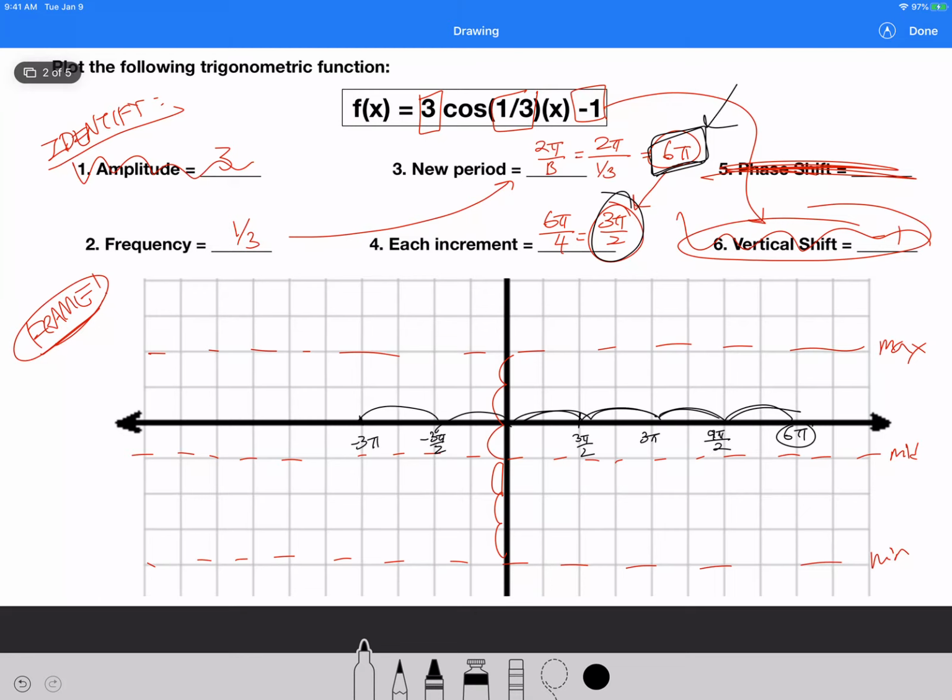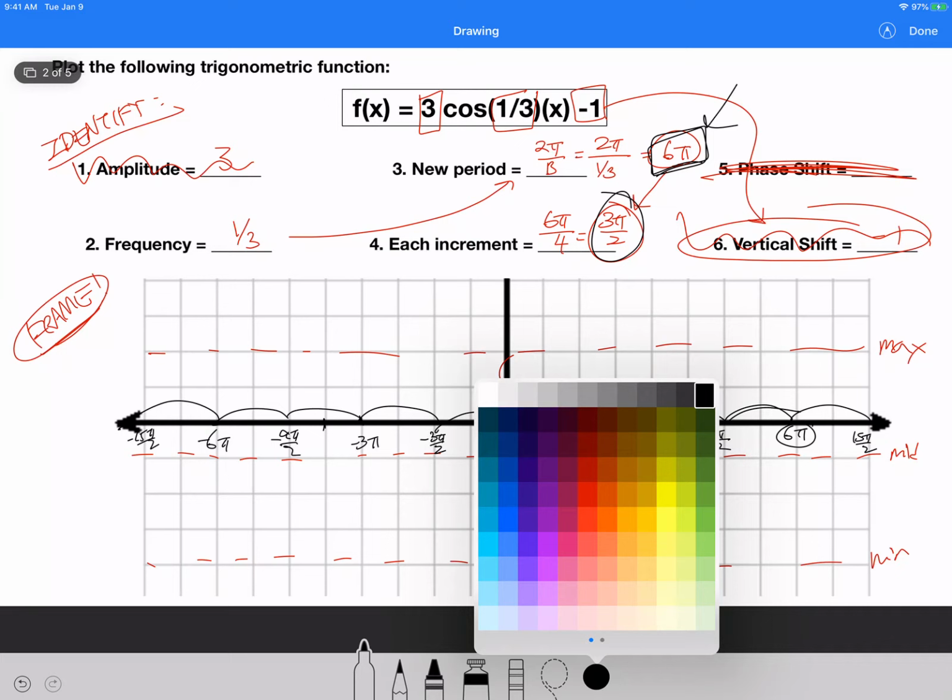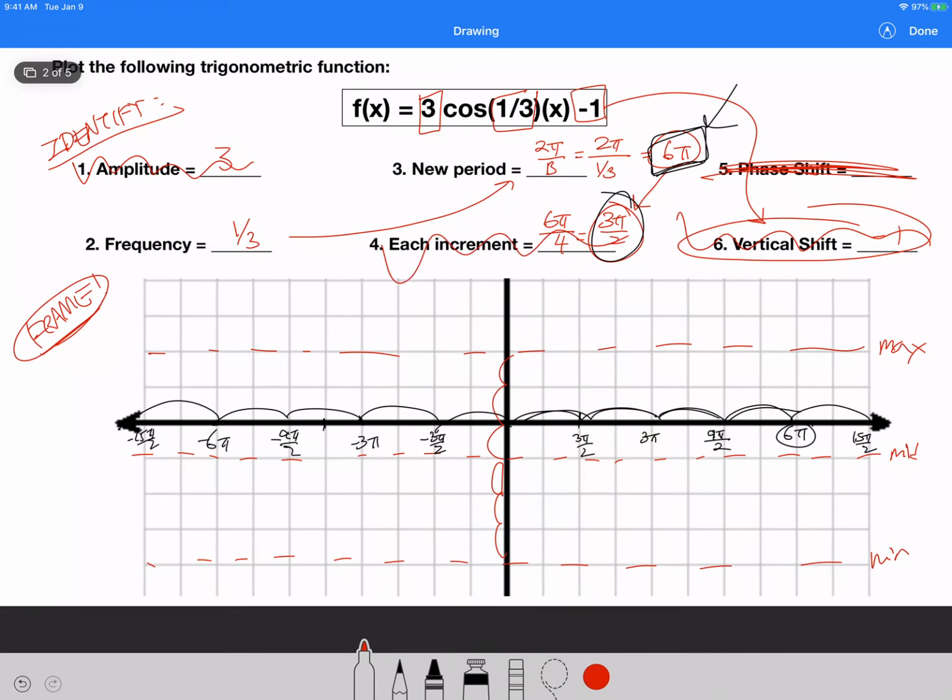Please make sure that you make each increment uniform, so that you don't go here and say that's 9 pi over 2. Down here, it's -9 pi over 2, and it's -6 pi. Of course, you can do one more, but it doesn't really matter. To be more precise, that'll be 15 pi over 2, and -15 pi over 2. Okay? Now, that's done. New period is established.